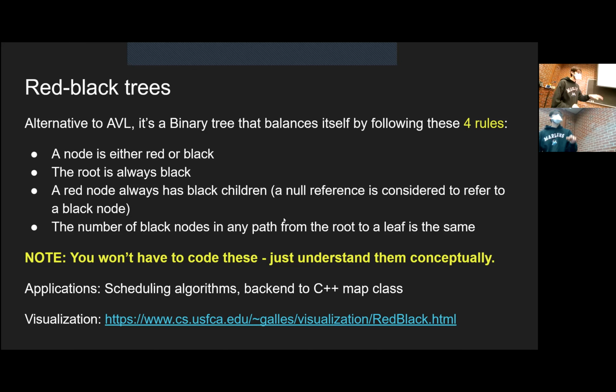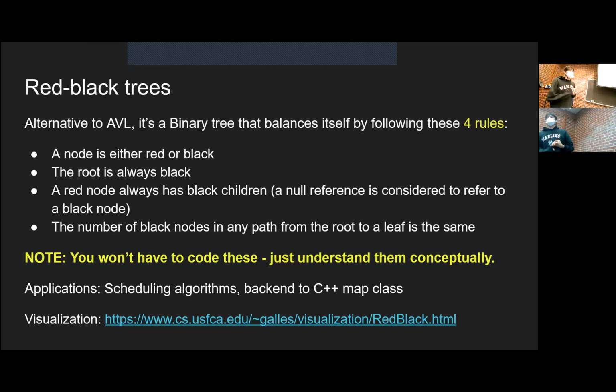And for red black trees, it can come up. But the only thing we expect you to know about red black trees is basically these. You don't have to code them because, trust me, it's a lot of work. But they are really helpful. Red black trees are an alternative to AVL trees because they're also a type of balanced binary search tree, but they follow these 4 rules.